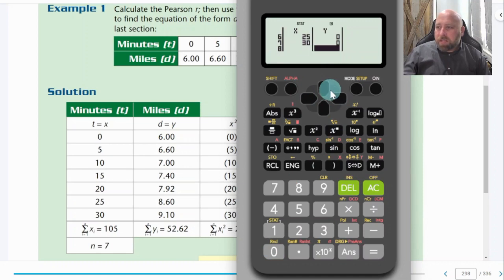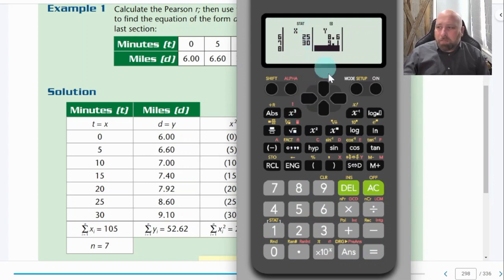Now what you want to do is use the arrow key and arrow over to y1. And now we need to input y1, which is 6. And then we're going to input y2, which is 6.6. And then y3, which is 7. And then 7.40. And then 7.92. And then 8.6. And then 9.1. All right, and there's our table.